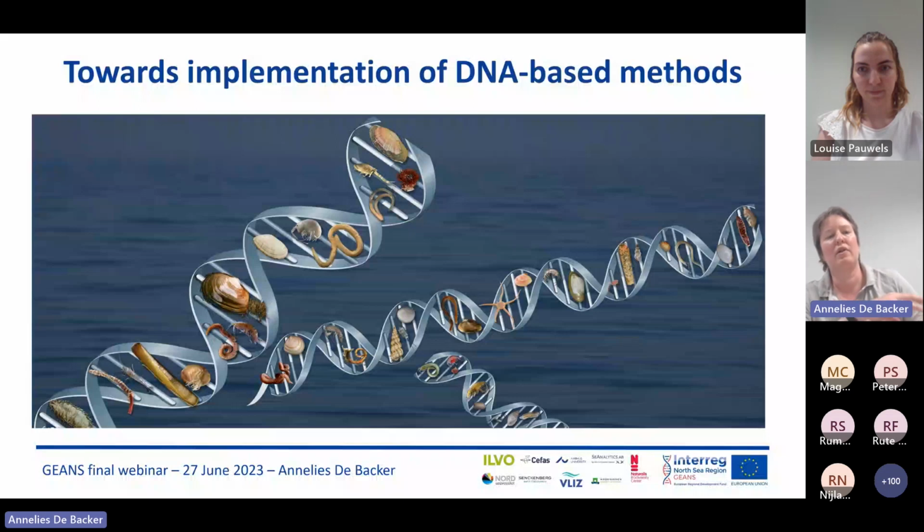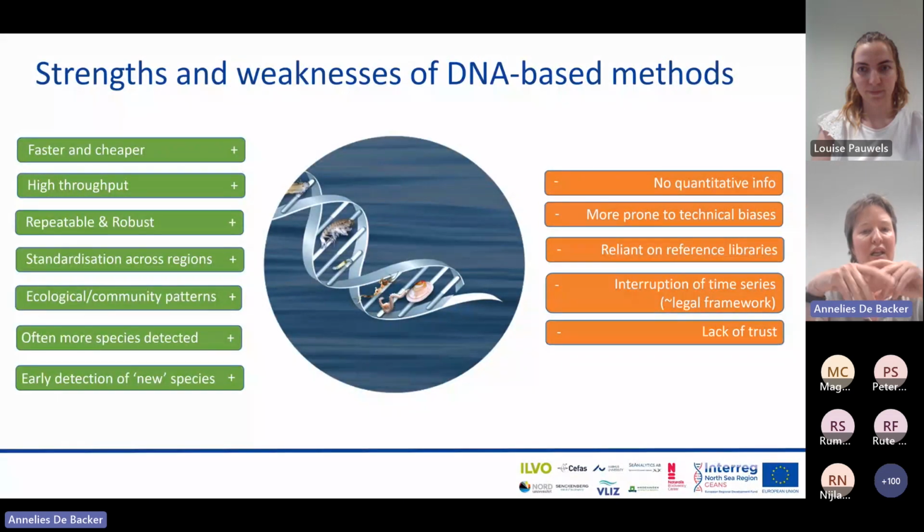First, based on the lessons that we learned across all the several pilots, we have formulated a set of overall strengths and weaknesses of DNA-based methods. Since for implementation, we realized that it's really important to have an honest view both on the positive and on the negative aspects, as expectation management really is key. So for the positive aspects, we have shown that, or at least in most cases, they are faster and cheaper, these DNA-based methods. They allow for a higher throughput of samples. Also, the protocols are repeatable by different organizations, and they are robust even if small changes are applied. And this implementation can lead to an increased standardization across regions.